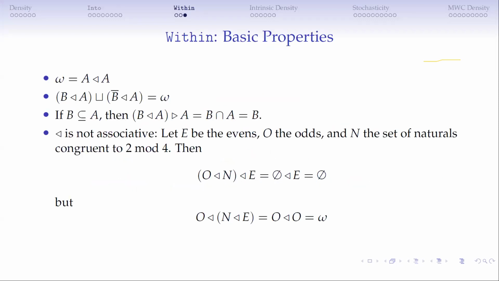What are its properties? Well, omega is A within A. That's straightforward because what indices of elements of A are in A? All of them, so omega. B within A, disjoint union B complement within A is omega, for the same reasoning as before. If B is a subset of A, then B within A is the set X such that X into A gives us B intersect A, but in this case, B intersect A is B, so B within A into A is B again.